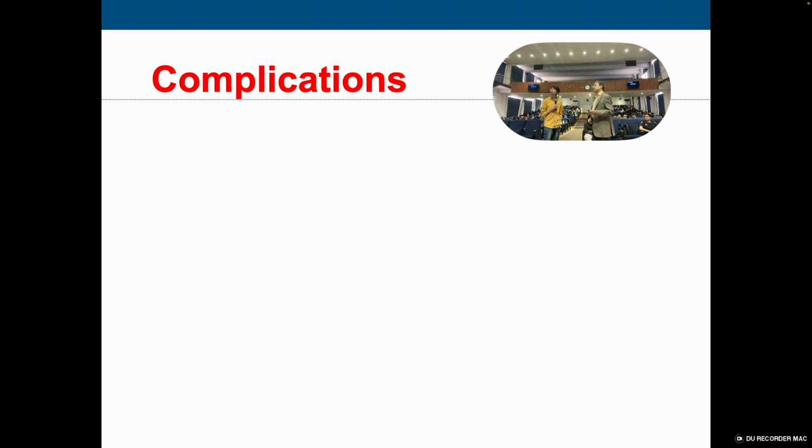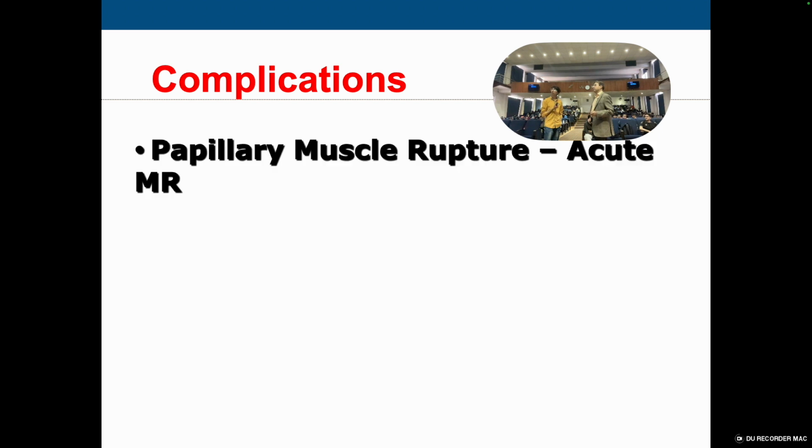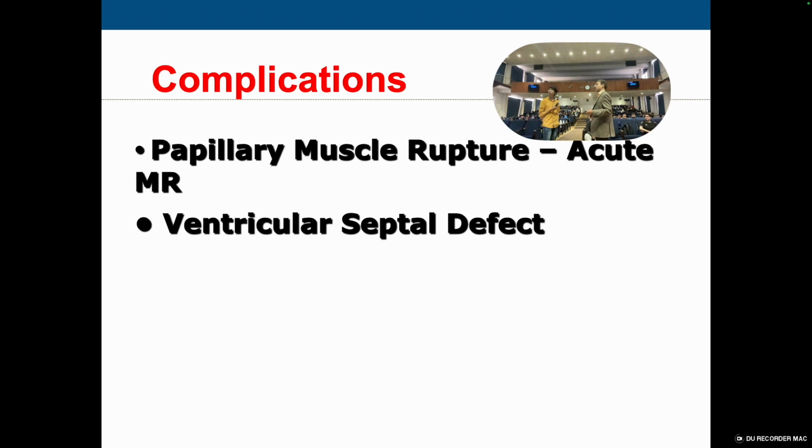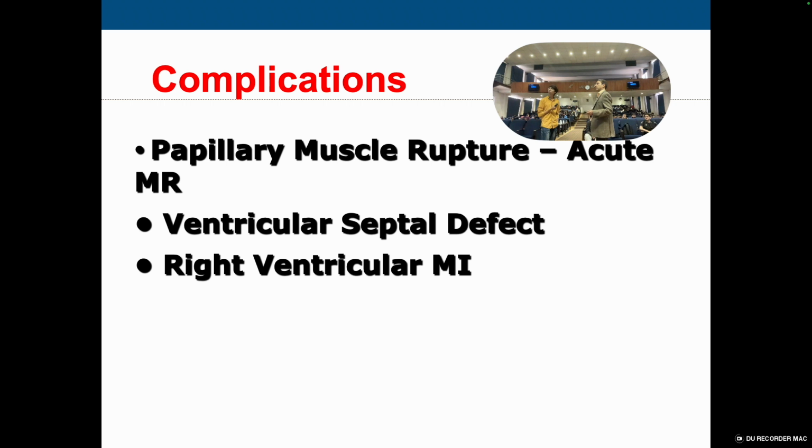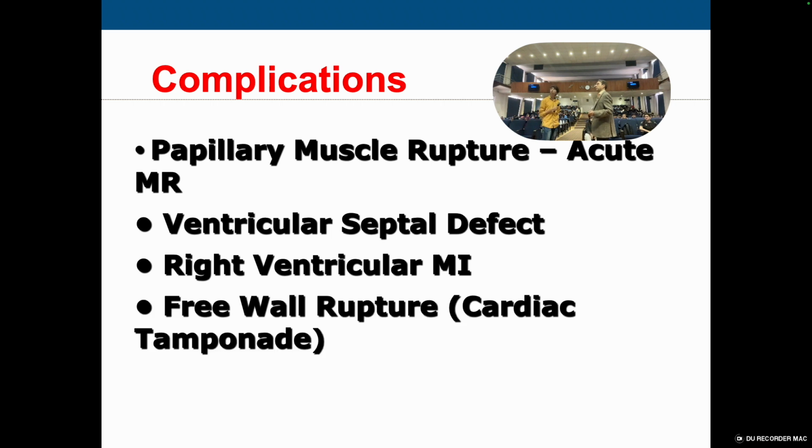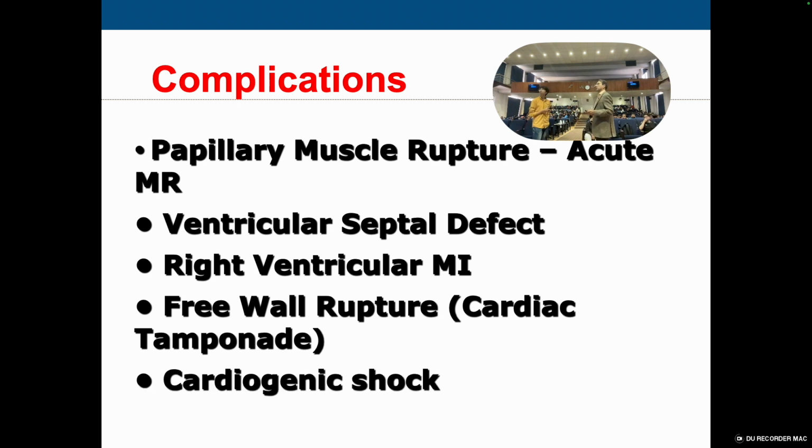Then further: papillary muscle rupture, acute mitral regurgitation presenting as sudden onset heart failure. Ventricular septal defect, if it's a septal infarction. Right ventricular MI. Free wall rupture producing cardiac tamponade. If the patient becomes suddenly hypotensive and there is electromechanical dissociation, where the ECG is showing electrical activity but the patient doesn't have any cardiac output, think of this: the patient has developed tamponade. This is a very serious condition. Cardiogenic shock.